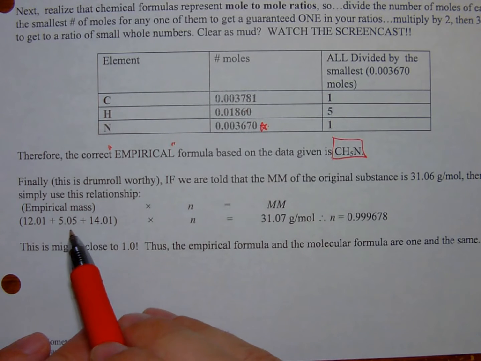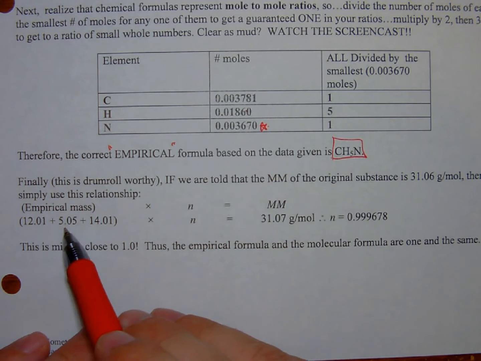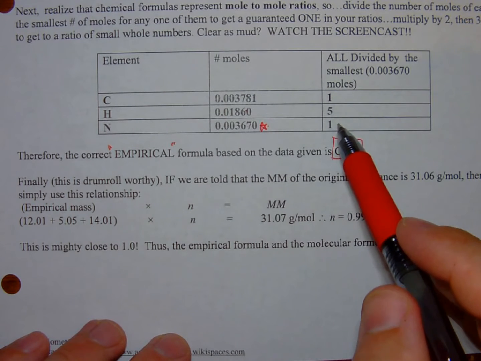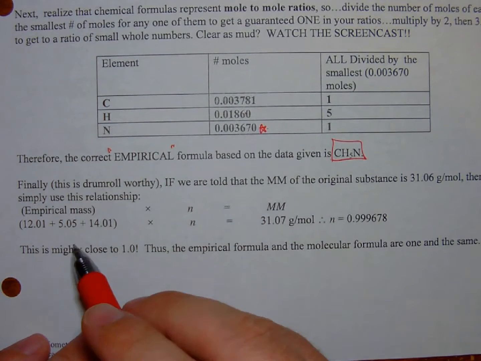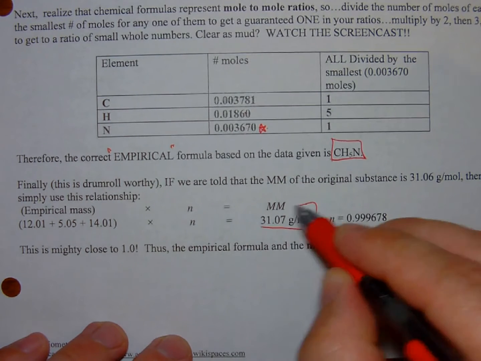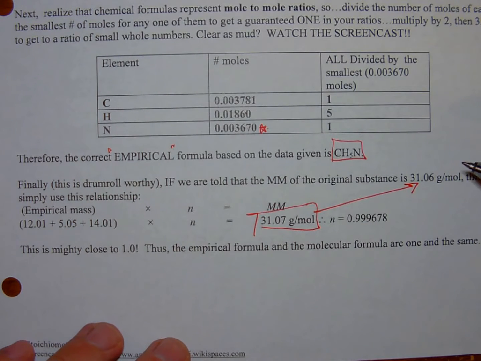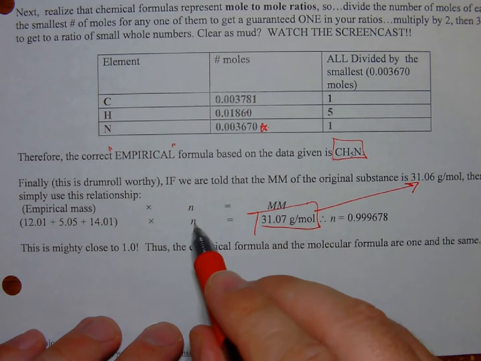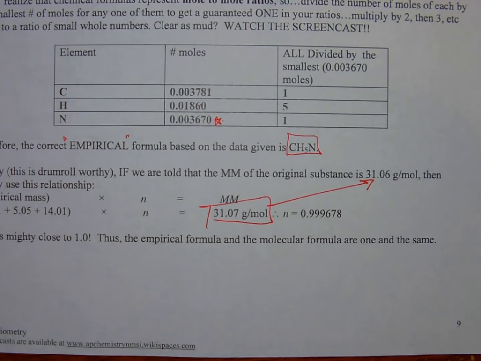So I add up the mass of the empirical formula, right? 1 carbon, 5 hydrogens, and 1 nitrogen. Again, 1 carbon, 5 hydrogens, 1 nitrogen. Notice that mass by itself is the same thing as the molar mass that was given to me already. You guys see how it's the same thing? That's pretty much the exact same thing as 1. If I'm going to solve for n, it's pretty much going to be 1. So, in this situation, the empirical formula and the molecular formula are, in fact, one and the same.